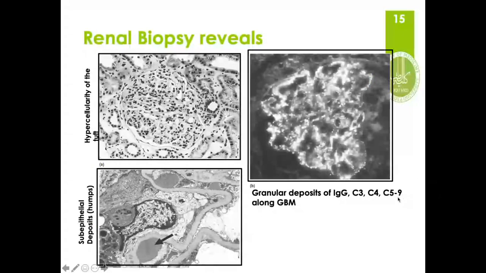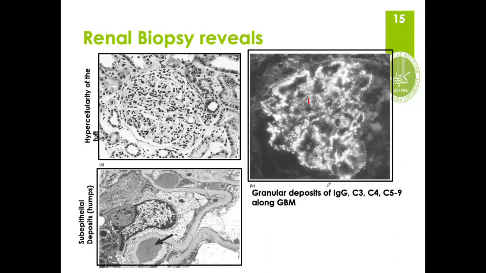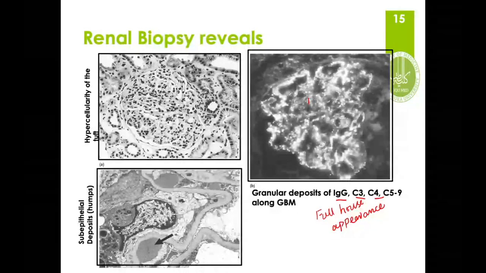C3, C4, C5, C9. When the immunofluorescence of a lupus patient is done, they give it a special name, which you'll be hearing in the future. It is called the full house appearance. When all components can be seen, Ig, C3, C4, C5 to C9, and they have a granular staining. So when most of the different antigens are seen on the immunofluorescent, it is termed as full house appearance in lupus nephritis.